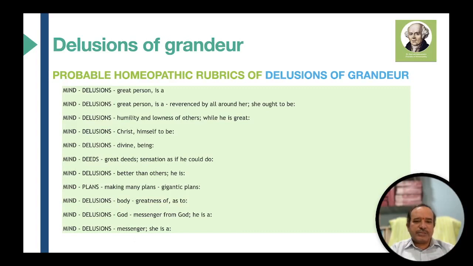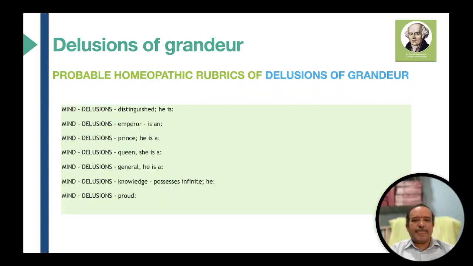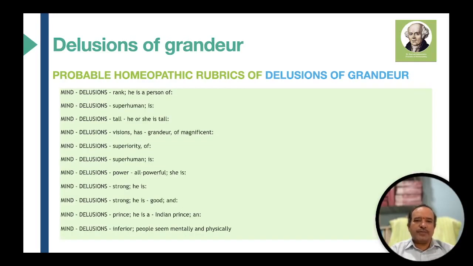Delusions, messenger from God, he is. Delusions, she is a messenger. Delusions, distinguished he is. Delusions, is an emperor. Delusions, he is a prince. Delusions, she is a queen. Delusions, he is a general. Delusions, he possesses infinite knowledge. Delusions, proud. Delusions, he is a person of rank. Delusions, superhuman. Delusions, he or she is tall.